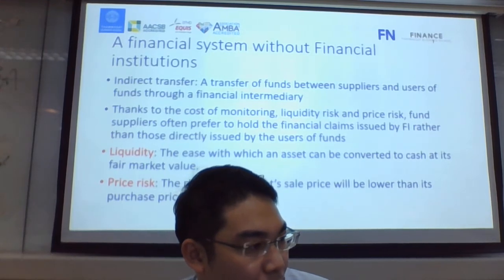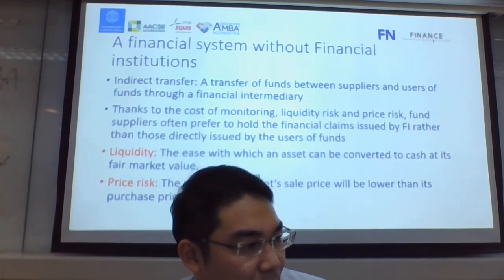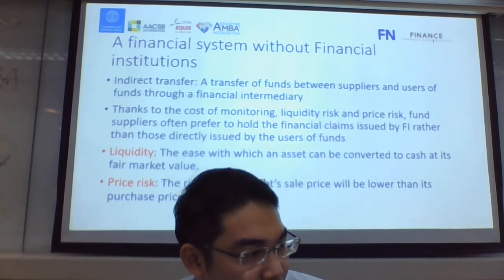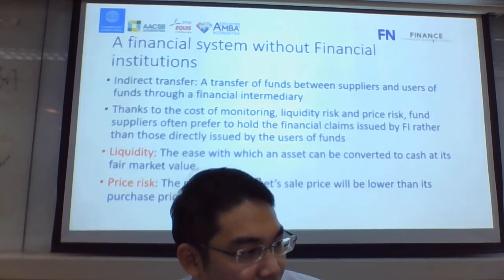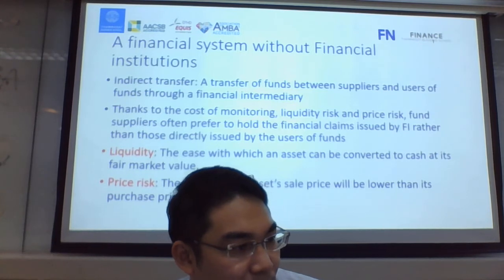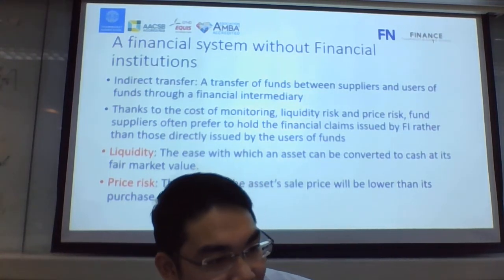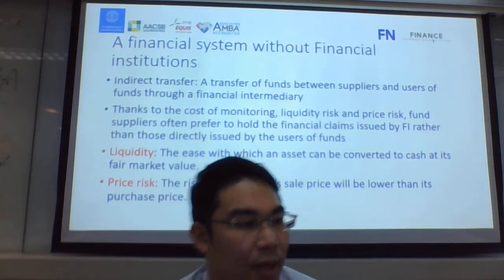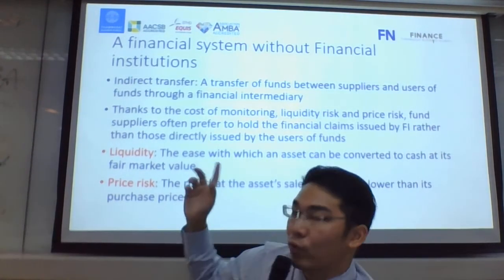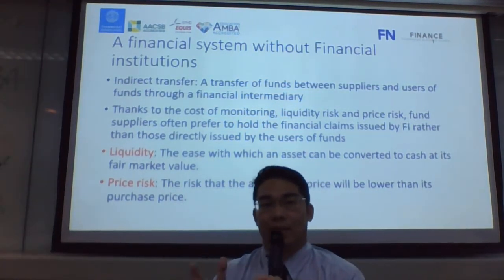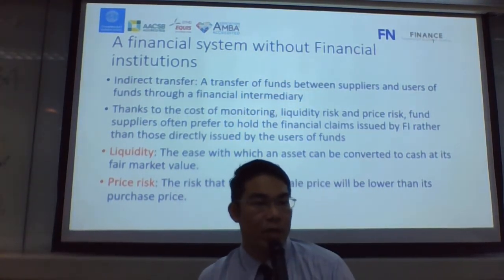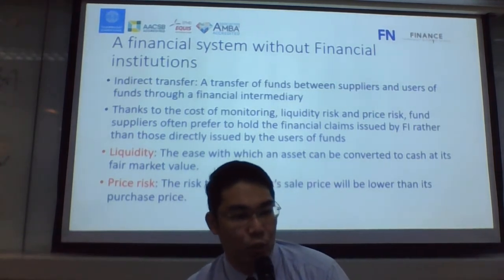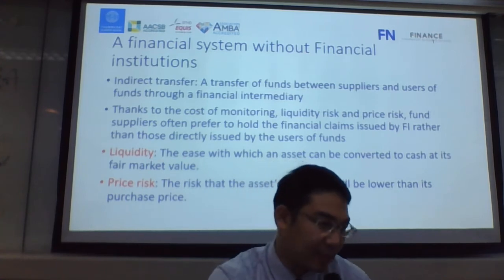This is what I just talked with you about already, liquidity and risk and the functions of the financial institution. I would like to talk a little bit about the indirect transfers. The financial institutions provide the indirect transfers, which is the transfer of funds between the supplier of the fund and the user of the fund. When we talk about the supply of the fund, we mean the surplus unit. And when we talk about the users of the fund, we mean the deficit unit, or the people who need money to finance their business.